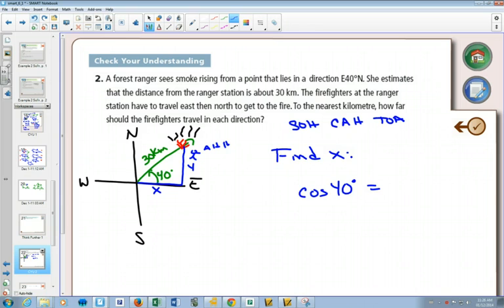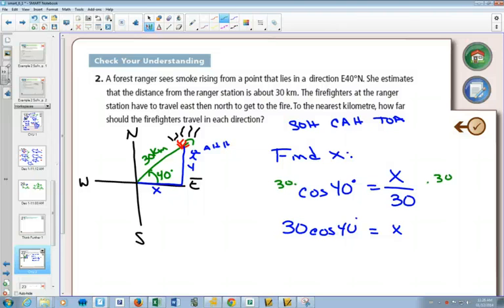So here we go, cos of 40 degrees. The adjacent side is x. The hypotenuse is 30. And now you just have to use your algebra to solve for x. How would you get x by itself? Multiply both sides by 30, and you get 30 cos 40. Type that into your calculator. Make sure your calculator is in degree mode to get 22.9, which to the nearest kilometer would be 23 kilometers.